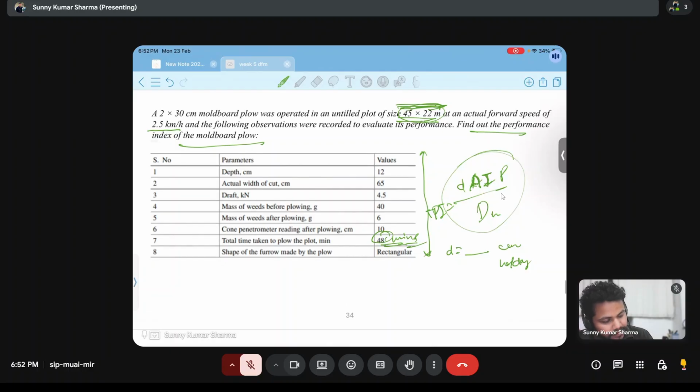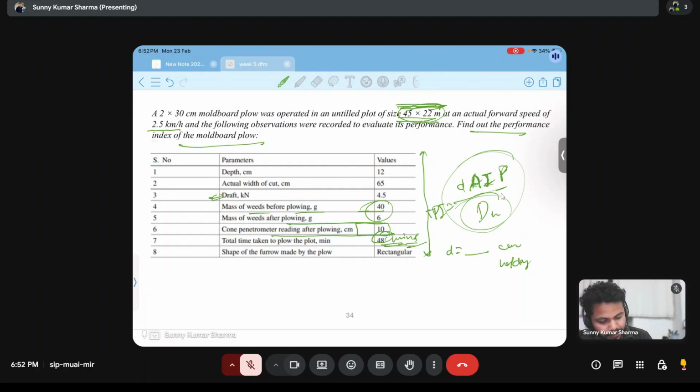And I is what? Soil inversion. We can see that the mass of weeds before plowing is 40 and the mass of weeds after plowing is 6. From here we can get soil inversion. P is the penetrometer reading, so the penetrometer reading after plowing is 10 centimeter. Everything is given in draft. A specific draft we need to know.